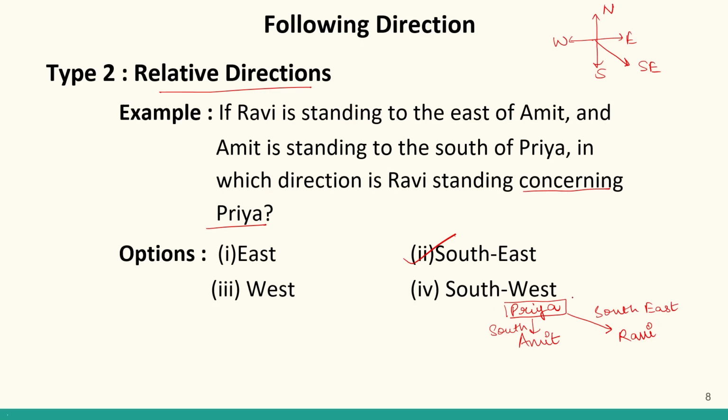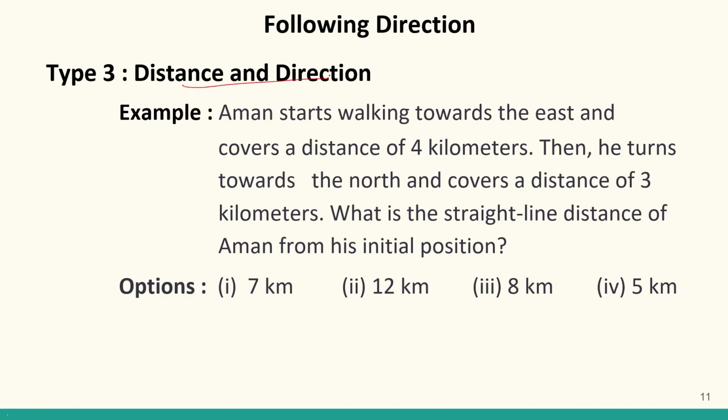So in the question it is concerning Priya. Let's change the question a little, okay? If the question said, what is the direction of Amit with respect to Priya, then in that case it would be south. If the question said, what would be the direction of Priya with respect to Ravi, then in that case it will be northwest. Understood? So in relative direction questions, please read the question carefully and understand with respect to which person we are finding the direction.